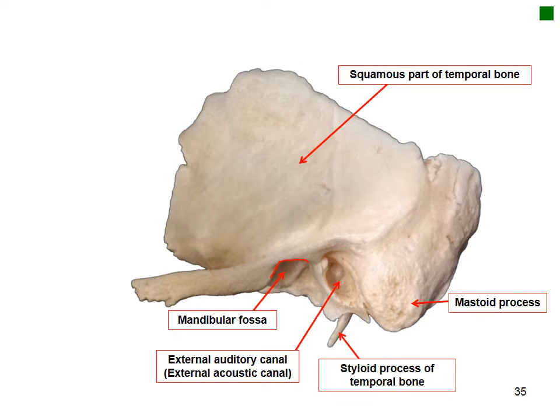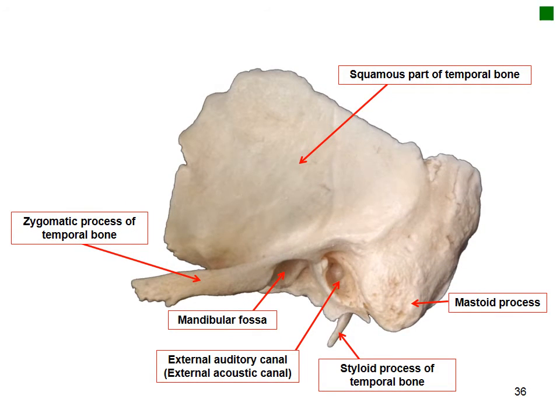So again, you can see the mandibular fossa, this area right through here, and that's where the mandibular condyle will fit. We see the styloid process again, the mastoids repeated, as well as the squamous portion of the temporal. And again, just another quick addition, we see the zygomatic process of the temporal bone.